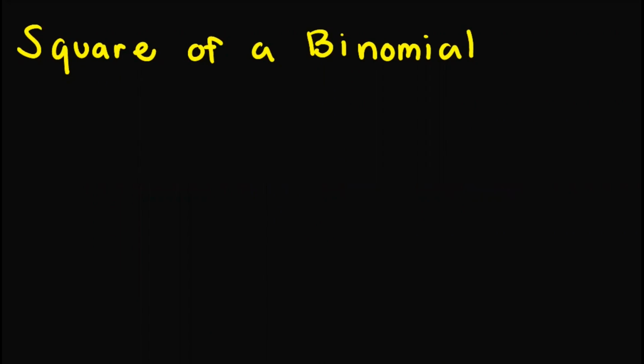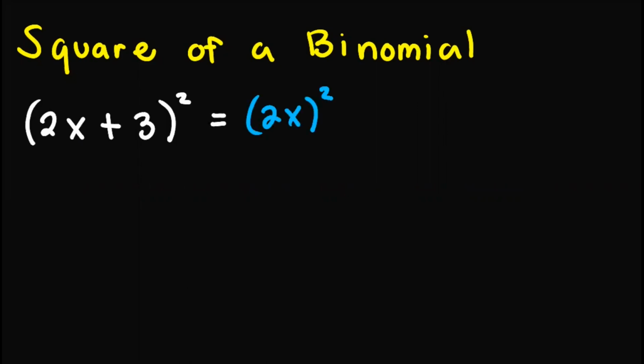So let's have two examples. First, let's have 2x plus 3 squared. First, we square the first term, so we'll have (2x) squared, plus 2 times the first term, 2x, times the second term, which is 3, plus the square of the last term. So we'll have 3 squared here.